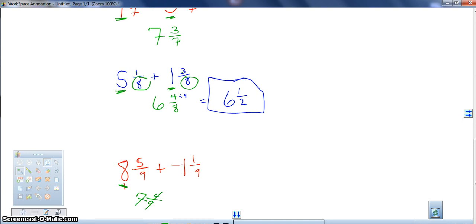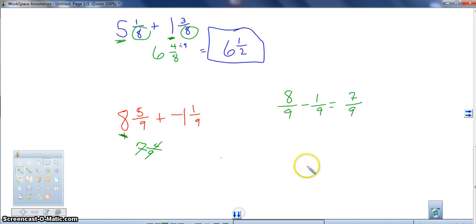Okay, now subtracting is the same way. When you're subtracting, if you have 8 over 9 minus 1 over 9, 9 stays on the bottom, and 8 minus 1 is 7. Okay, but if you have 7 over 8 minus negative 2 over 8. Remember that if you have minus a negative, it makes a big plus. So you would have 9 over 8.